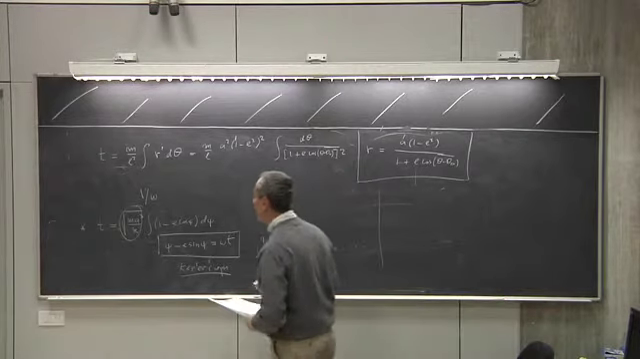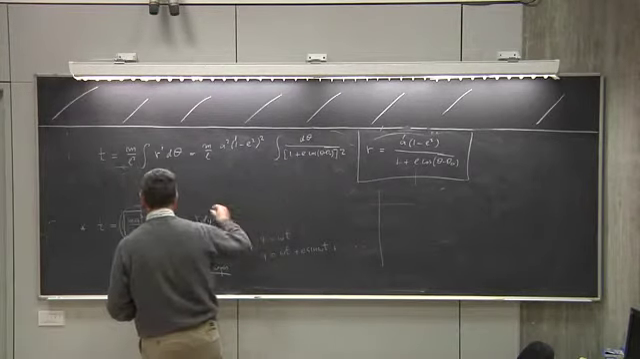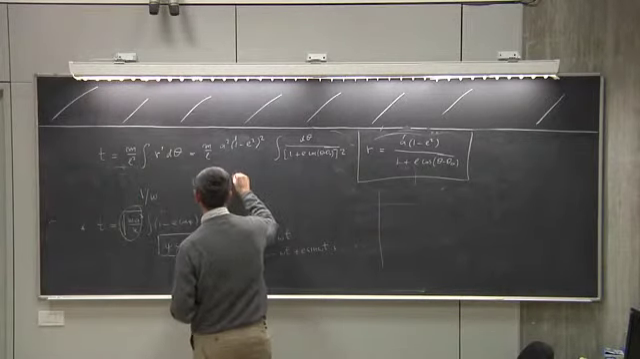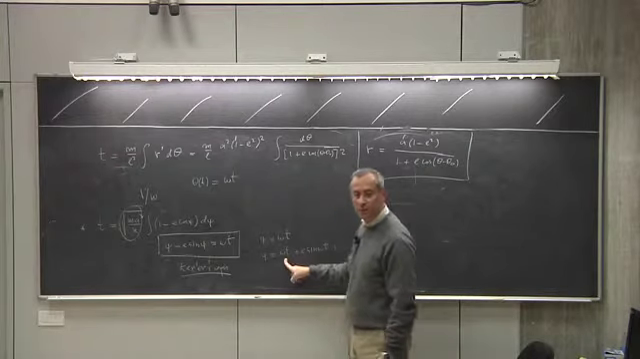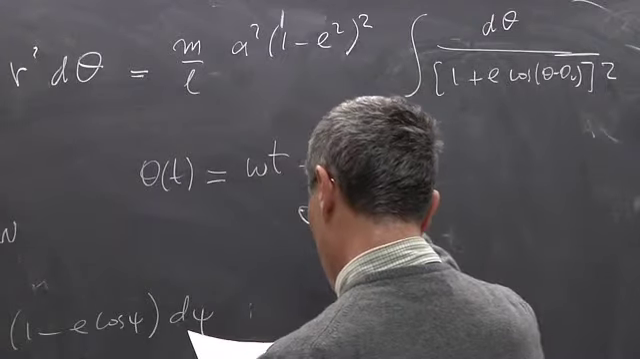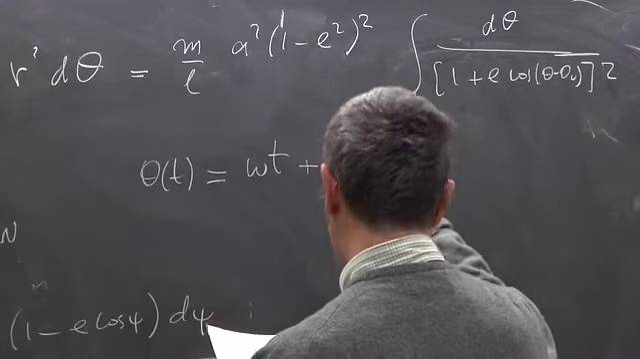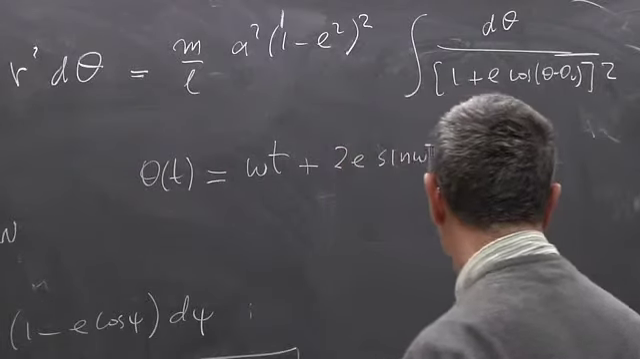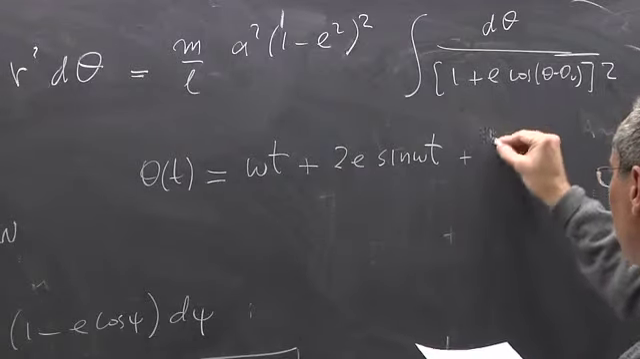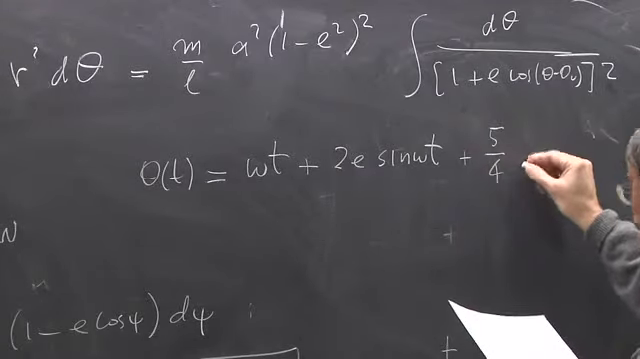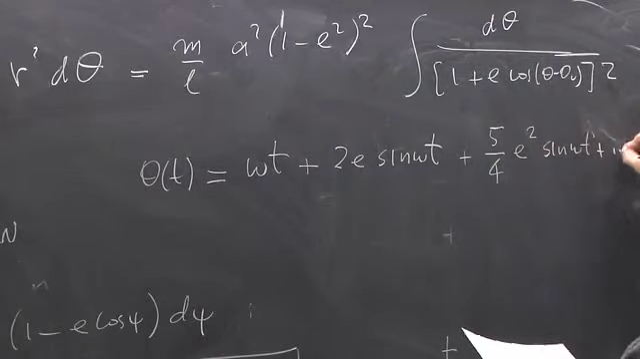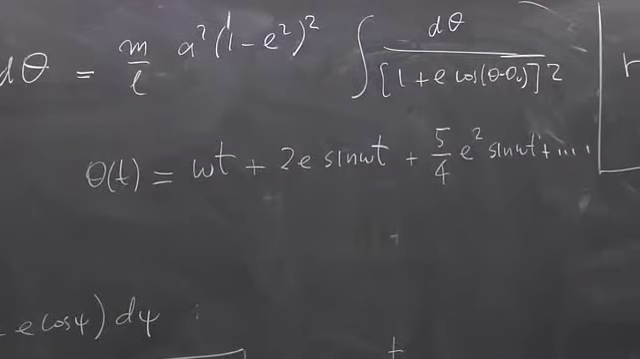And the point I want to make is that if you do that for the ellipses, you find theta of t, that is your trajectory, and what you find is omega t, that is just this leading term. So I'm doing an expansion. And then one correction, that is 2e sine omega t, that is the term that comes from here. And if you go one step further, you find 5/4 e squared sine of omega t plus terms, okay?